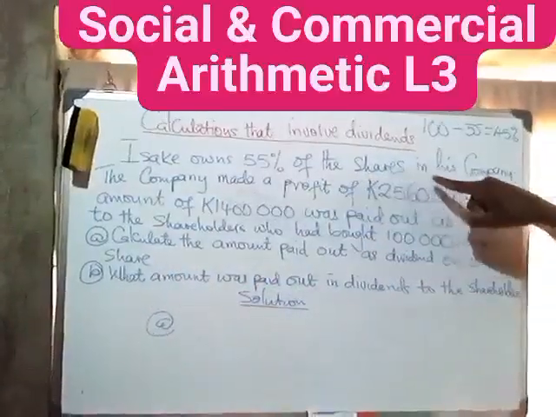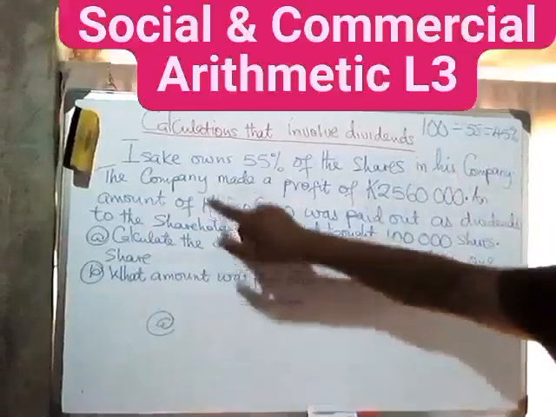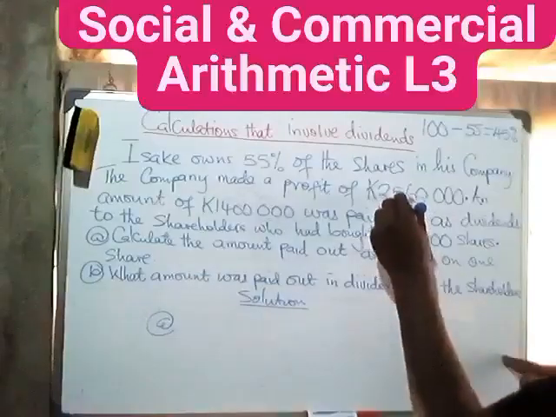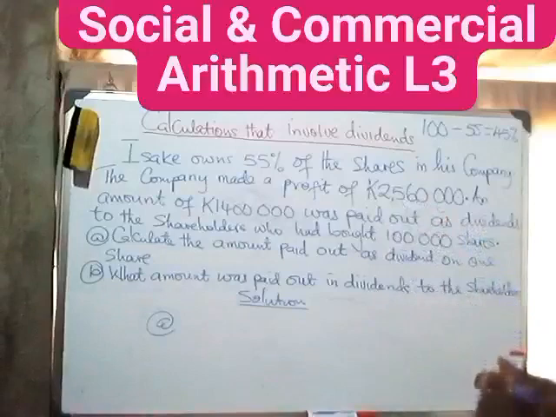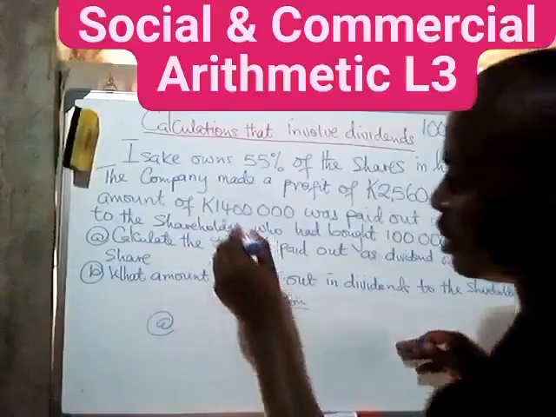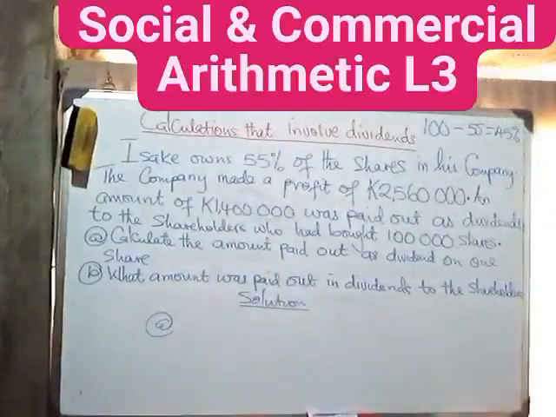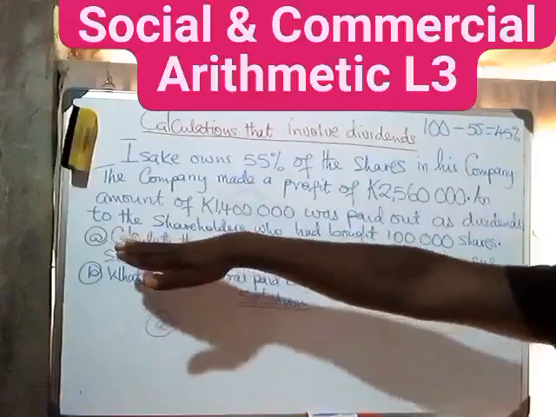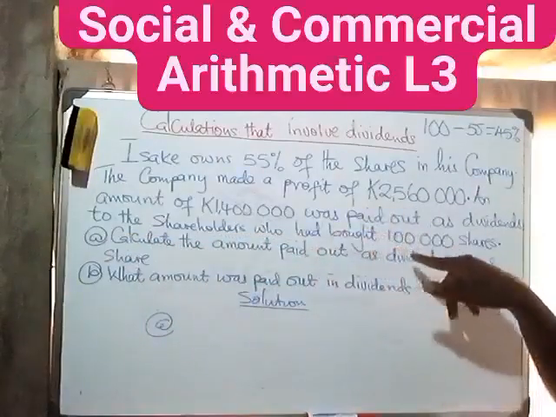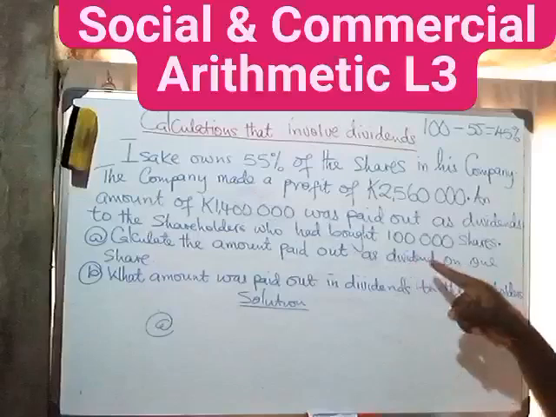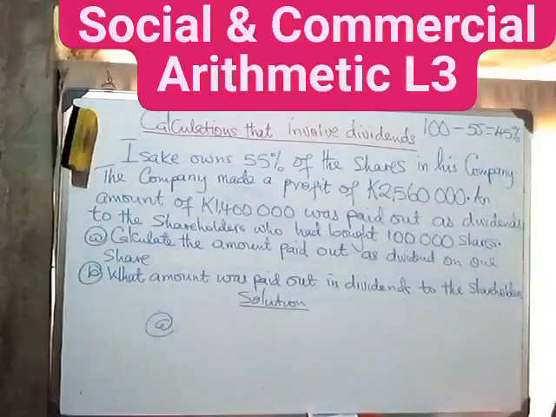Of the shares, which is 55% of the shares in his company, the company made a profit of 2,560,000. An amount of 1,400,000 kwacha was paid out as dividends to the shareholders who had bought 100,000 shares. Calculate the amount paid out as dividend on one share.